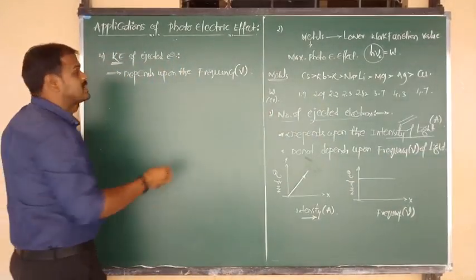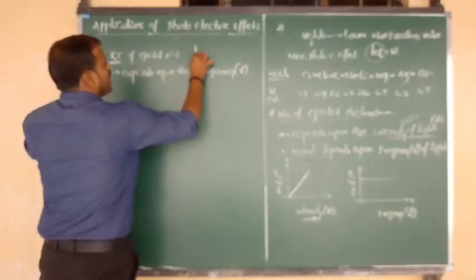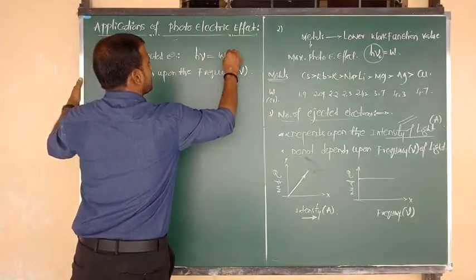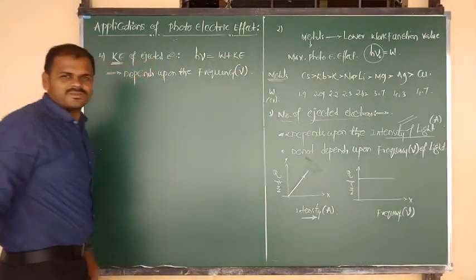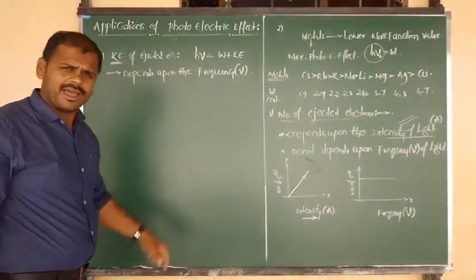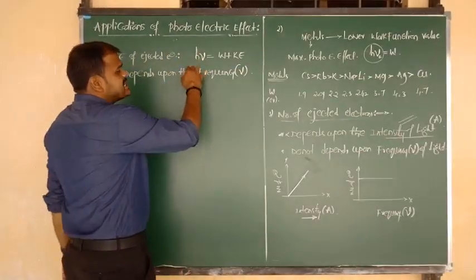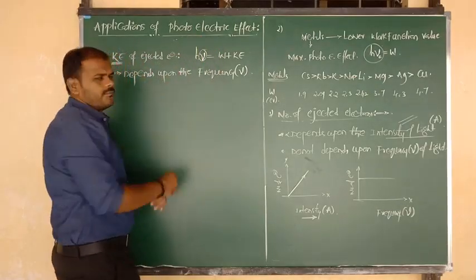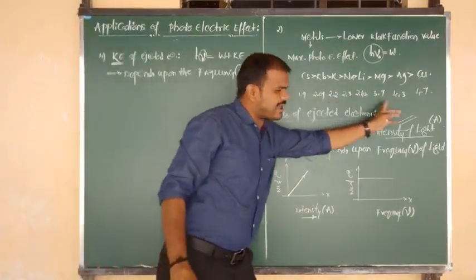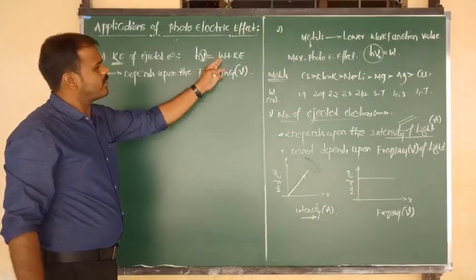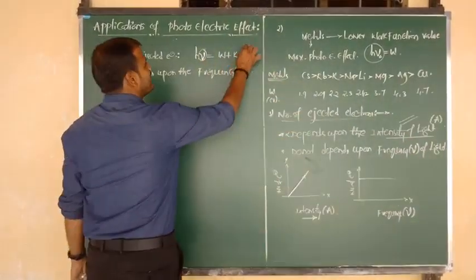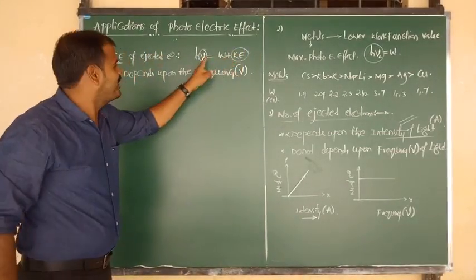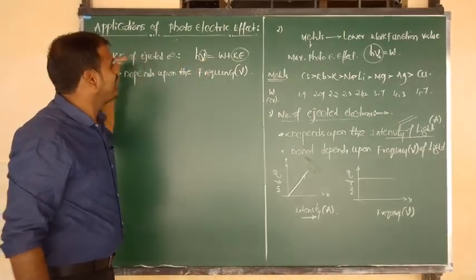Sir, what is the formula? The formula, already I have told you, is the photoelectric formula: h nu equals W plus Ke. This is the photoelectric Einstein equation. Here h is Planck's constant, that value is constant. Remaining is frequency. Work function values are always constant for each and every metal. Remaining is the kinetic energy. So the value of kinetic energy depends upon nu, the frequency of the incident light.